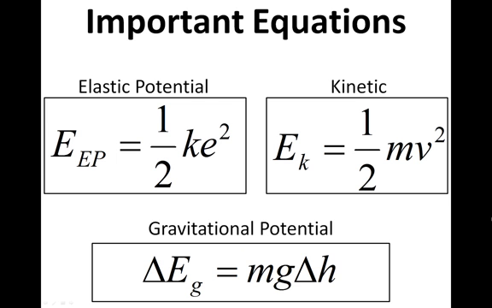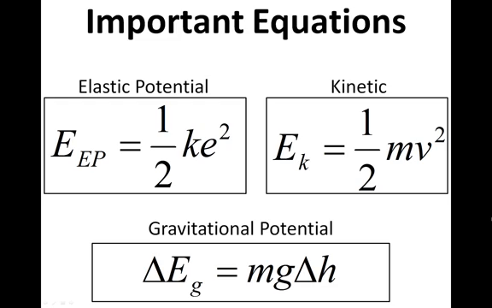So let's start by looking at the equations we need to know. We have elastic potential, E equals a half ke squared, where k is the spring constant and e is the extension. We have kinetic, EK equals a half mv squared, where m is the mass of the object and v is the velocity.